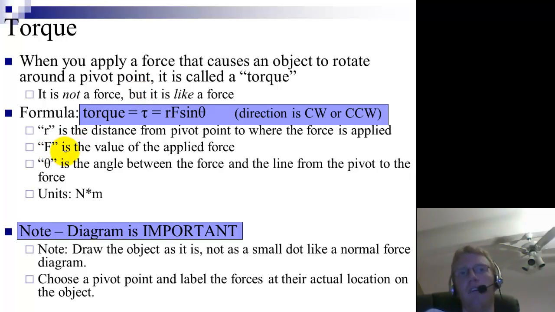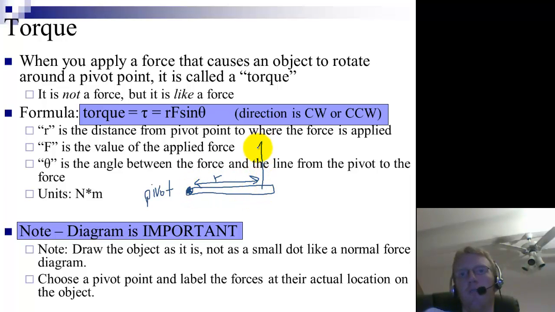Okay, F is the value of the applied force, so obviously if you push harder, things will rotate faster. And theta is the angle between the force vector and the line from the pivot point. So I need to draw a little picture for this one. So suppose here's my hinge, or pivot. And then say I've got a door. Okay, the radius is the distance here from the pivot to where I'm pushing.